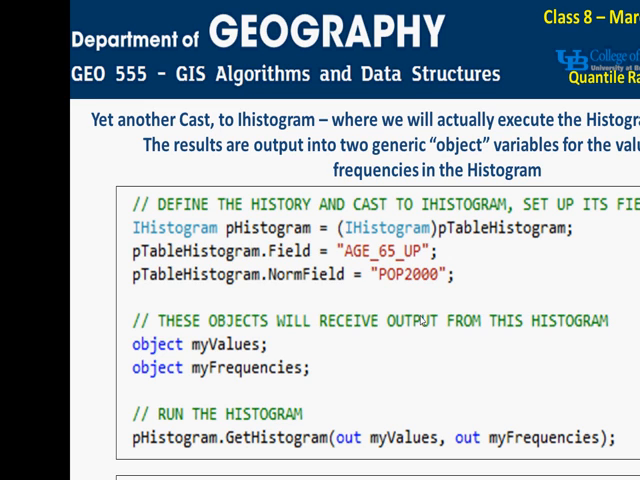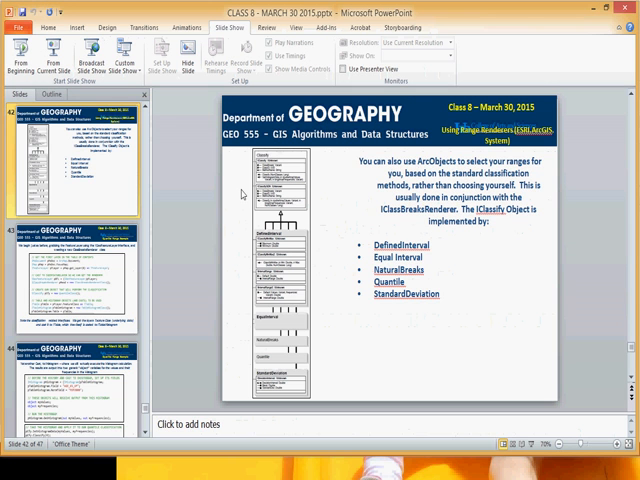We then cast the ITableHistogram to just IHistogram. So we have another object using IHistogram. We need to assign a field, and I actually use here a field and a normalization field. When we do that, the result is actually a ratio. So let me show that in ArcMap.